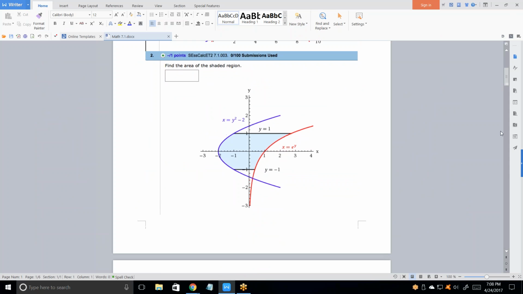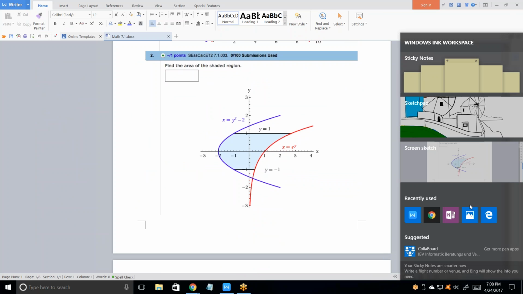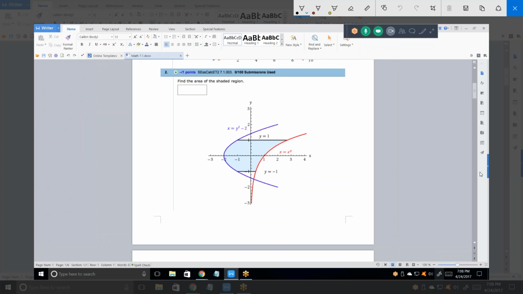Now notice this is different. What's different about it is that this blue thing isn't even a function. It's x equals y squared minus 2. It's not y is a function of x, it's x is a function of y. And that is a parabola, and if you remember from your conic sections, that's a horizontal parabola.